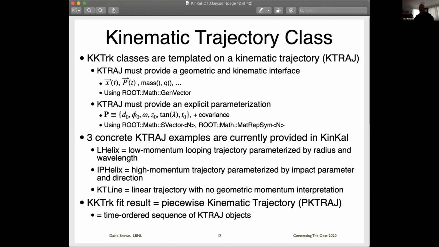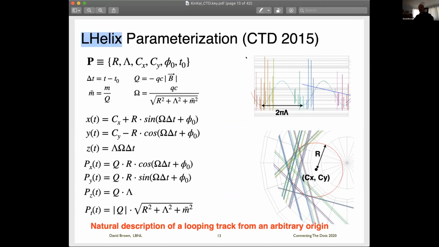So this low energy or looping helix parameterization was actually presented at the very first CTD conference. This is a slide that I've slightly updated from there, but I'm not going to go into it here, it's just a connection to the past. It's a natural way of representing low energy particles that see multiple loops in the detector.